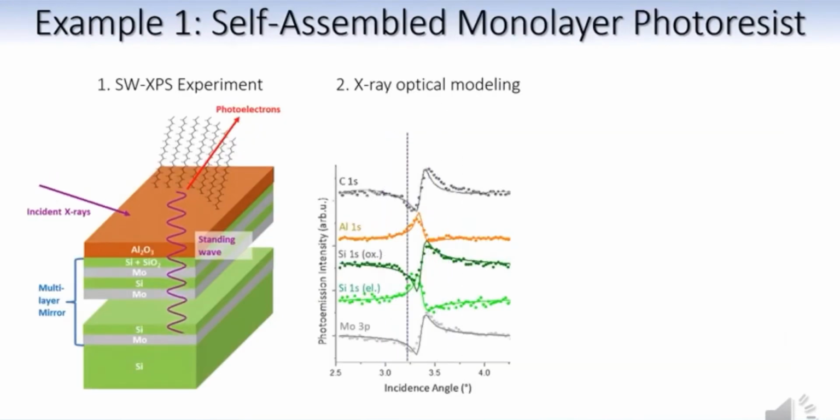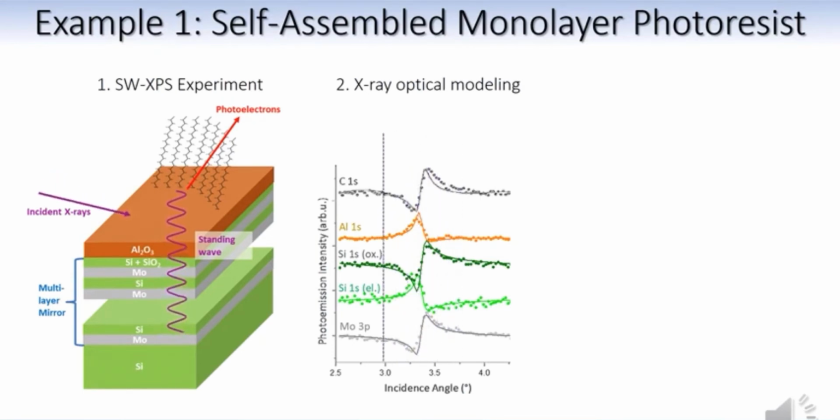The first example I'm going to talk about is a self-assembled monolayer photoresist that we studied earlier this year. The uniqueness of this sample is its relatively small thickness, which allowed us to use a multilayer mirror with a period of only 34 angstroms. We used a silicon-moly mirror as our standing wave generator, and then an additional buffer of aluminum oxide was grown on top. The SAM photoresist was then deposited on top of the alumina.